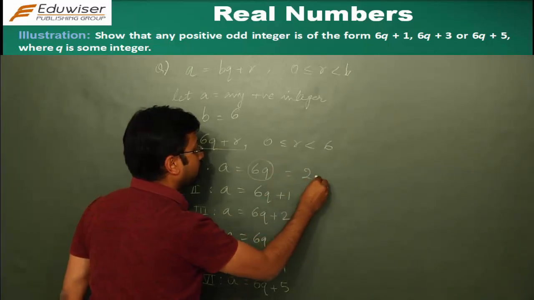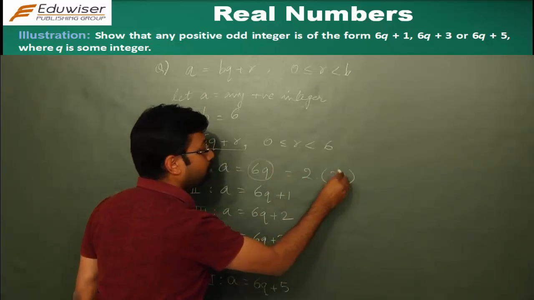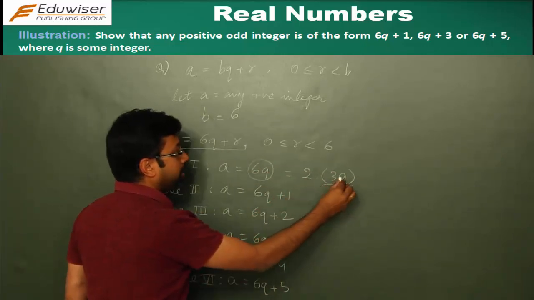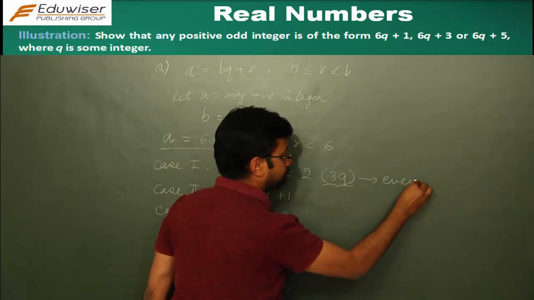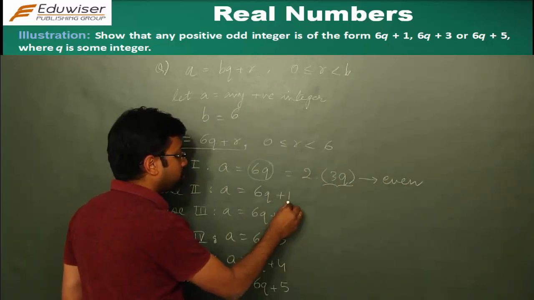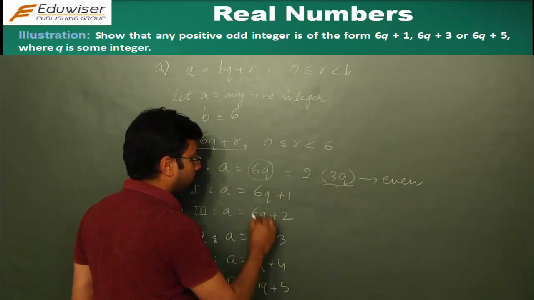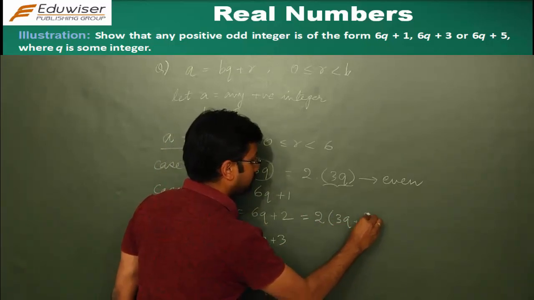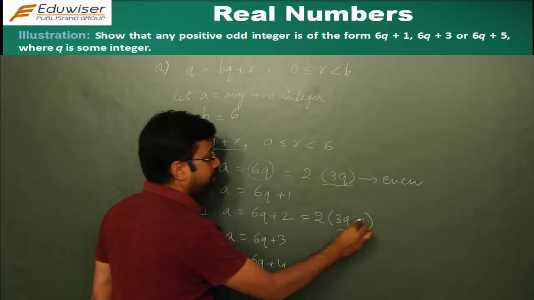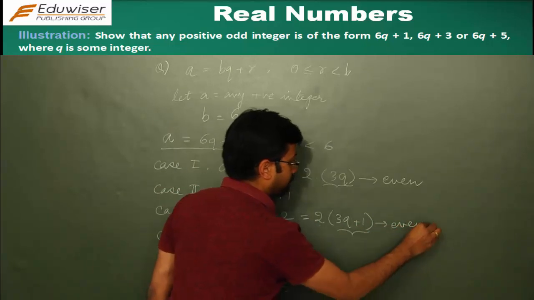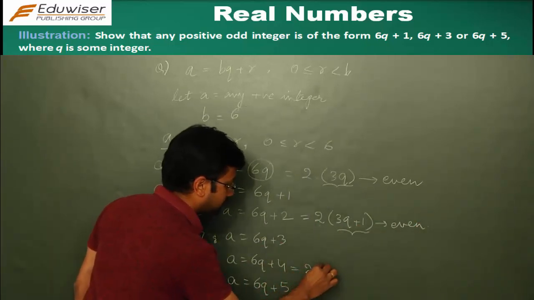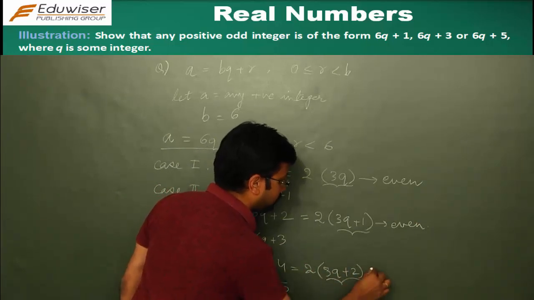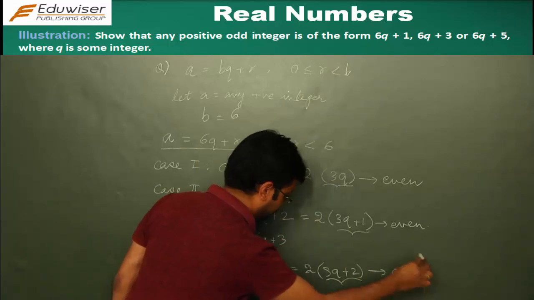Now what is 6q? 6q is 2 into 3q, right? Q and r are also integers. So q is an integer, so this is an integer. 2 into any integer is an even number, right? 6q plus 1, you cannot have it in the form 2 into. Here if you take 2 common, you get 3q plus 1. This again is an integer. So 2 into any integer would again be an even number. Similarly for this, you take 2 common, so you have 3q plus 2. 2 into some integer will always be an even number.